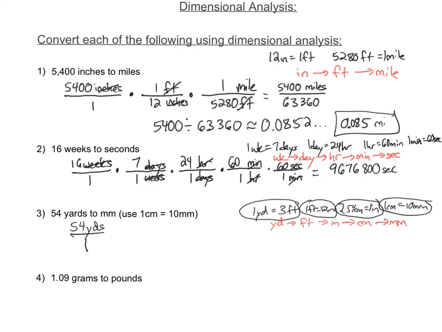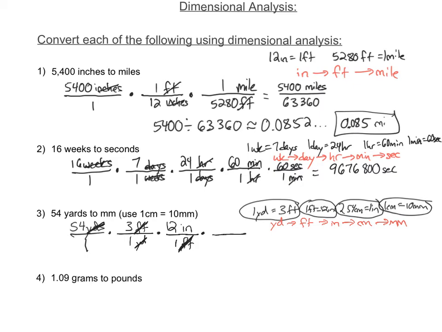And now let's go ahead and get started. First, I want to go from yards to feet. So I want yards to cancel and leave me with feet. And for every 1 yard, there are 3 feet. My units cancel. Next, I want to go from feet to inches. So feet will go in the denominator to cancel. Inches will go in the numerator. There are 12 inches in every 1 foot. And my units cancel.